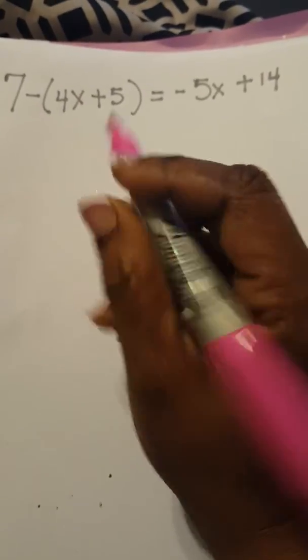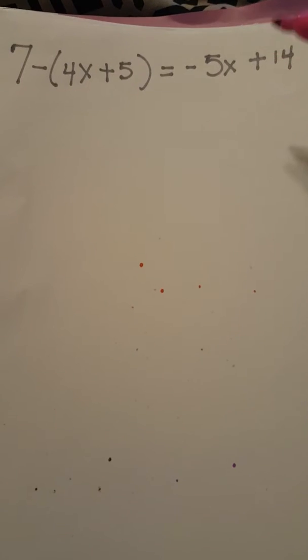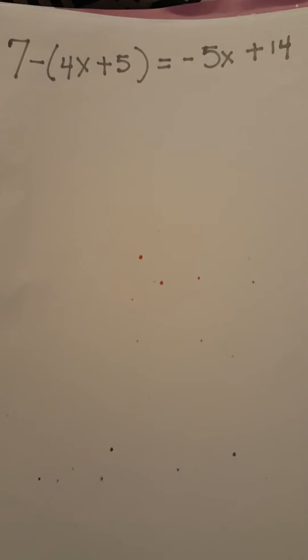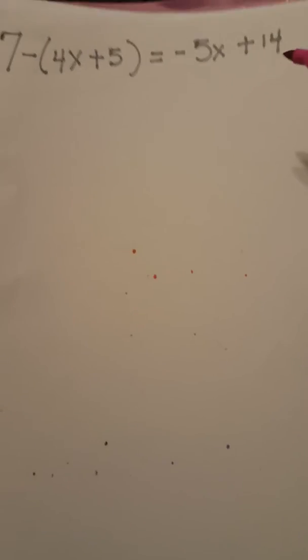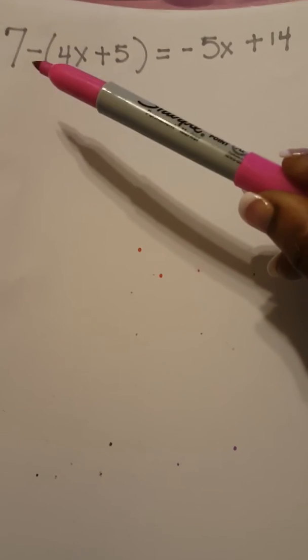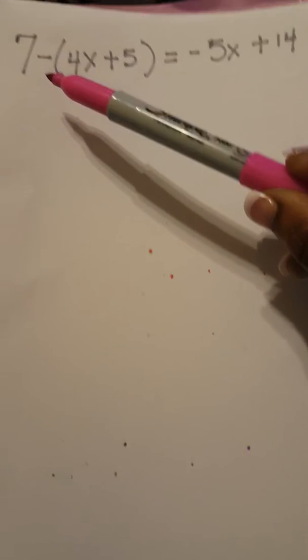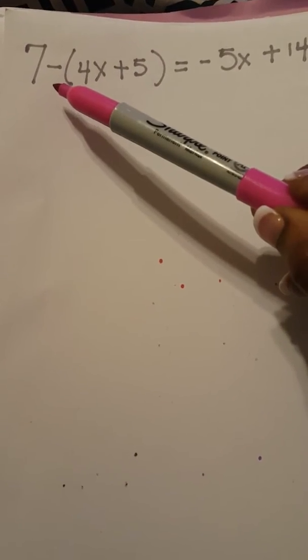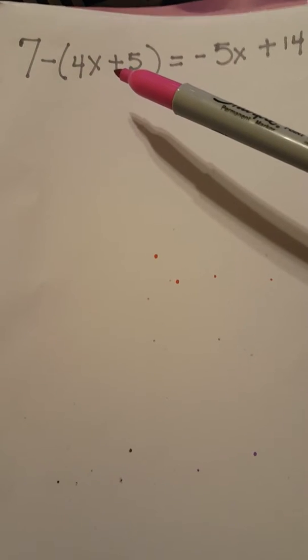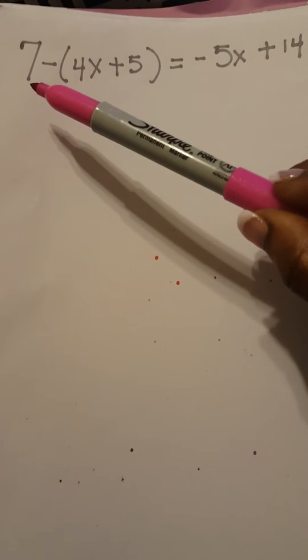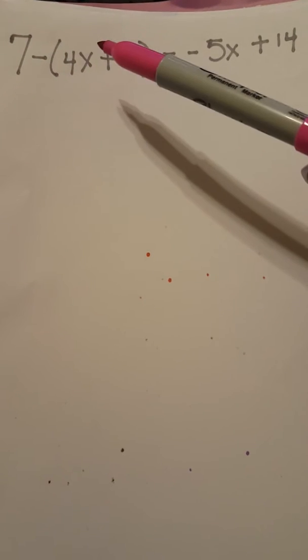Okay, this is another example. And the reason why I chose to do this one is because even though you would work the operation the same, sometimes people could get confused with this negative here. They try to multiply inside of the parentheses with a -7. And of course, you wouldn't do that.